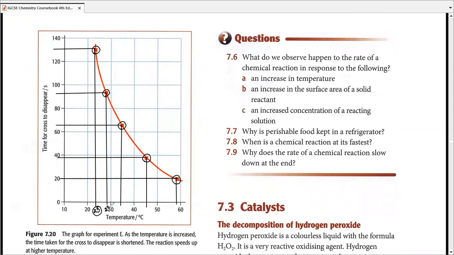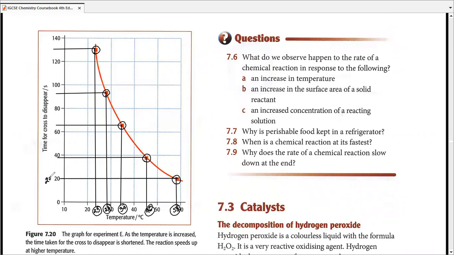Let's say it was about 28 seconds. Let's say this one is about 34 seconds. Let's say this one is about 46 seconds. Let's say this one is about 58 seconds. Oh, my bad. Degree centigrade. These are all degree centigrade, not seconds.